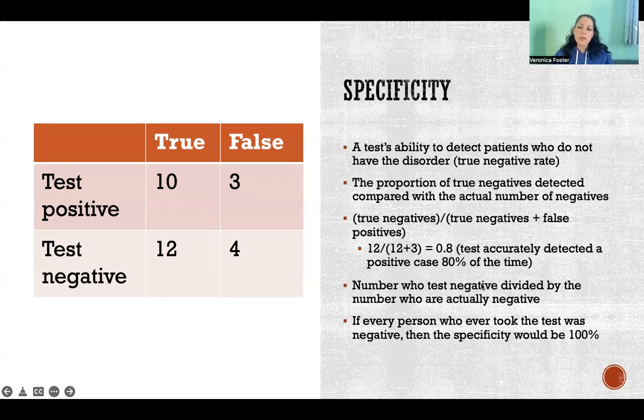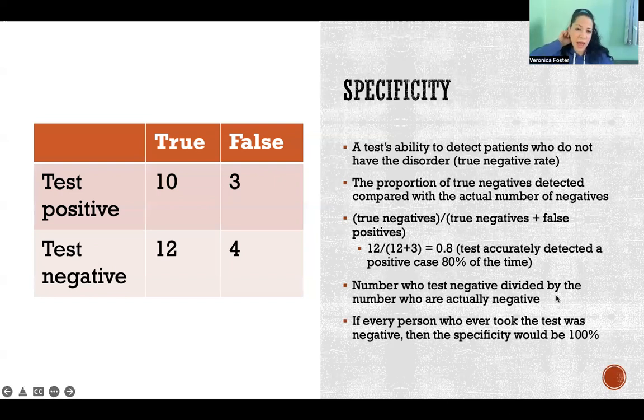So it's saying that the test accurately detected a negative case, I should say, 80% of the time. So here's how many true negatives we have, out of how many people were actually negative. It's giving us that ratio between how our test performed compared to the true answer, the actual answer to the question of how many people do not have that condition.